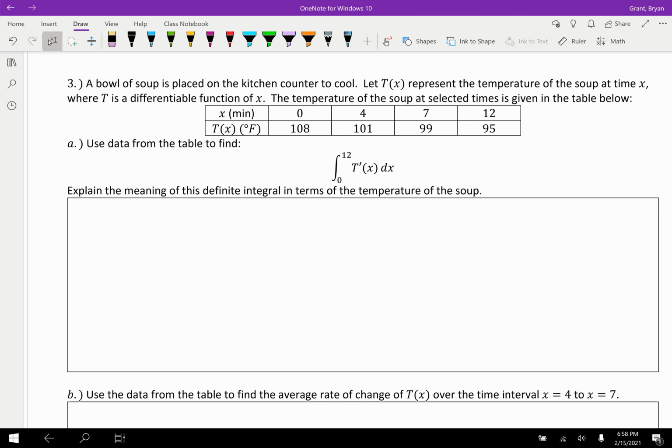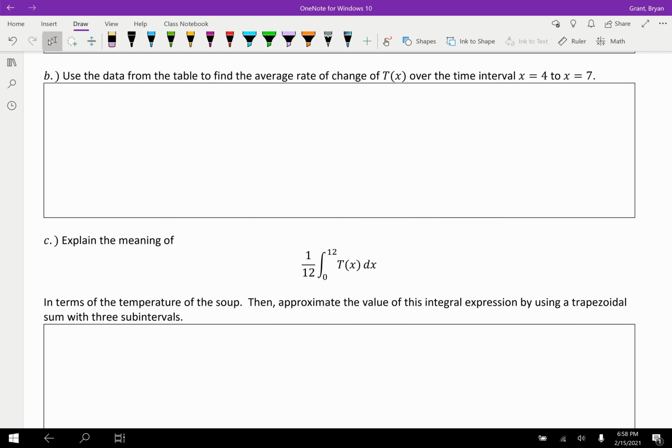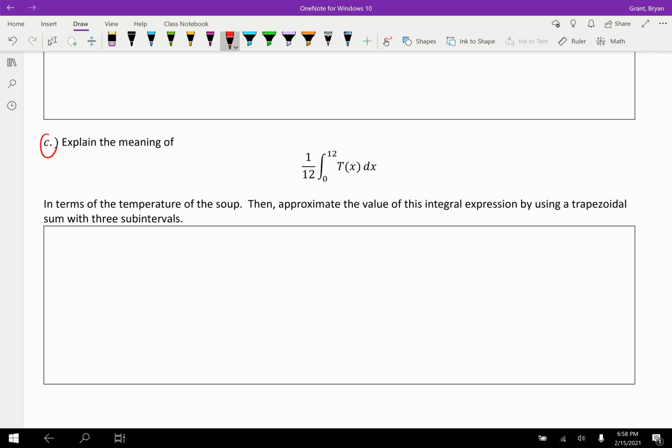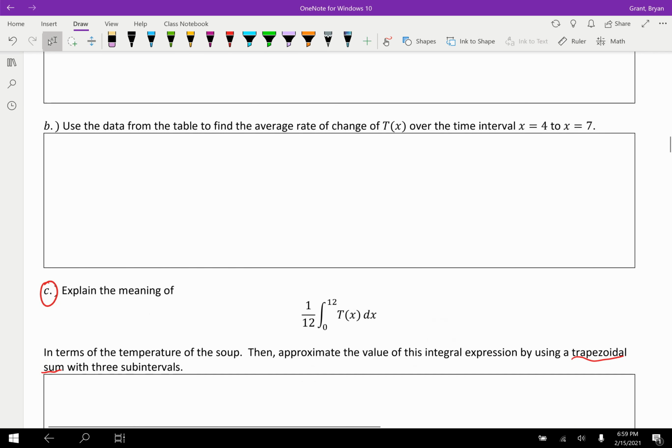Part A asks you to use the data from the table to find this integral. We just did this problem on the previous page, so I think you can do that one on your own. We are going to talk about Part B, but then you are going to do Part C, and don't forget it's going to ask you to do a trapezoidal sum, so it'll be good practice for you to remember your area of a trapezoid. But I mentioned Part B, so let's chat about that.